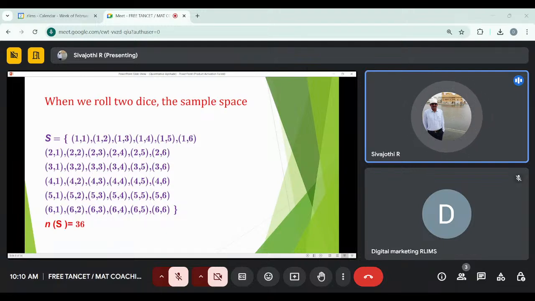So the outcome is 6. For one die it is 6 power 1, for two dice it is 6 power 2, for three dice it is 6 power 3. So that is how to find the value of n(S).